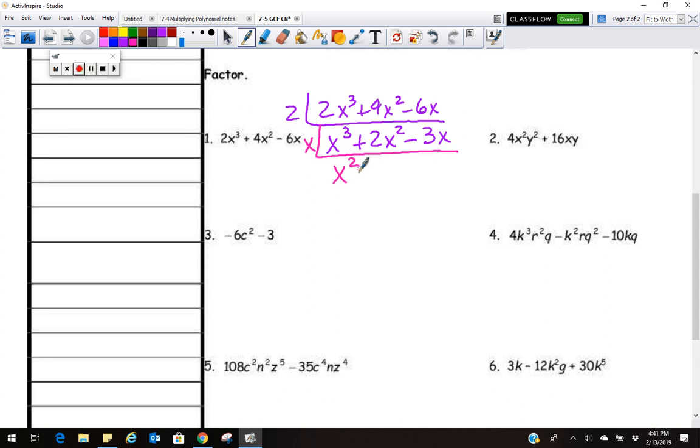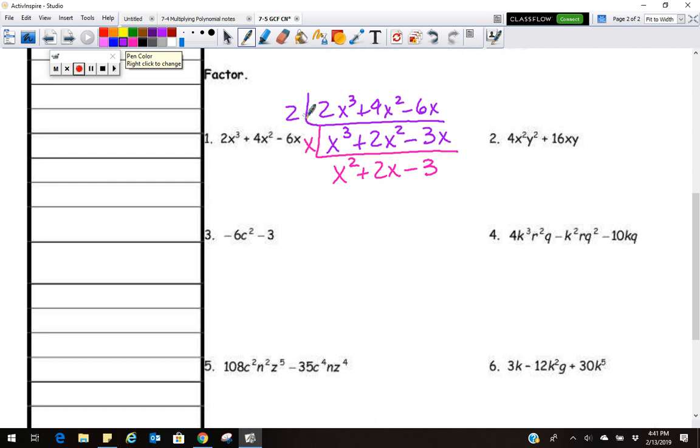Here's how you can check as you're going. X squared times x is x to the third. If I take an x out of the 2x squared, that'll leave me 2x. X times 2x is 2x squared. If I take an x out of the third one, that's going to leave me with 3. 3 times x is negative 3x. I can't take anything out of a 1, a 2, and a 3, or an x squared, an x, and a 3. They don't all have x's.